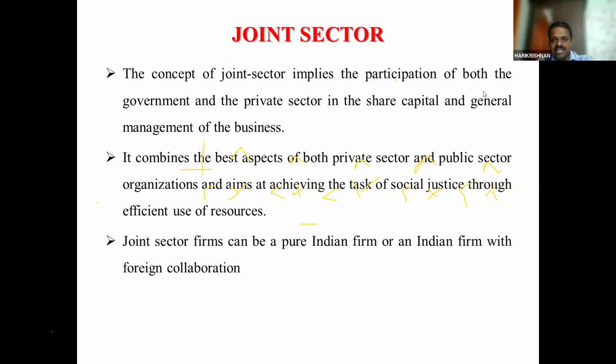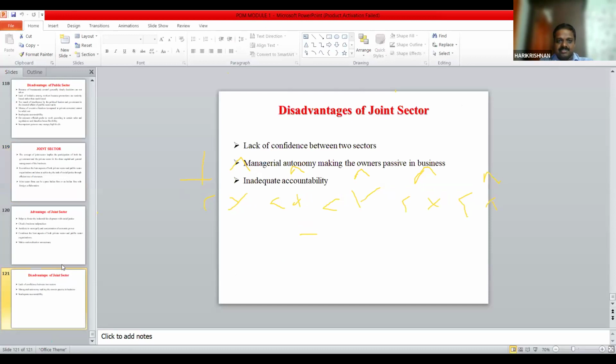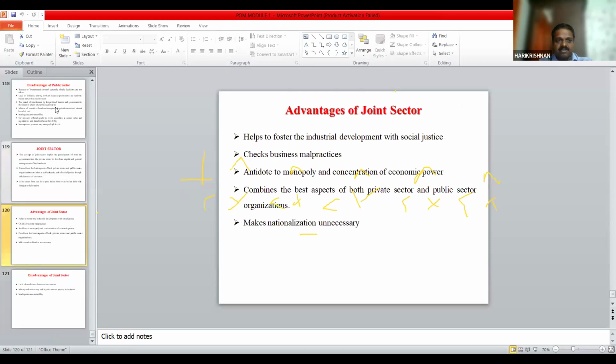So I think the time is already 9:30. These are the basic types of companies, the basic things you have studied today.